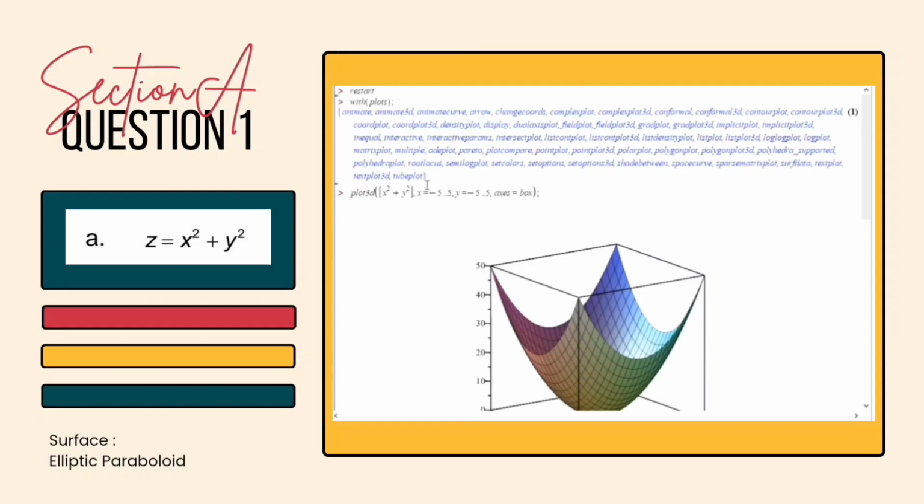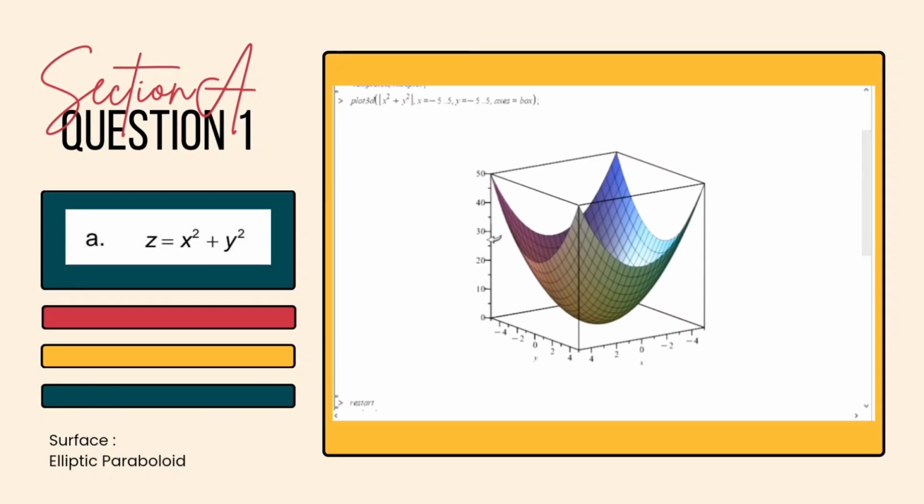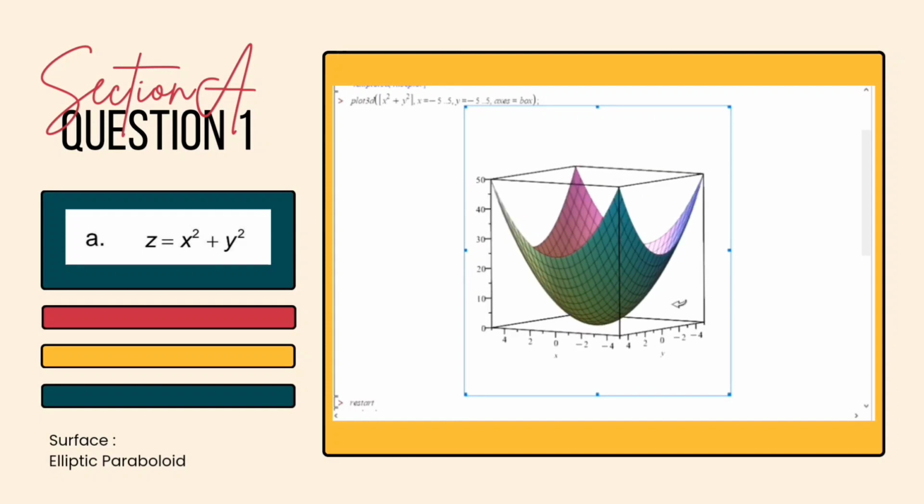And then for this question, I choose plot 3D to answer it. So the coding is plot3d, open bracket, open square bracket, x square plus y square, close square bracket, comma, x equals to -5 until 5, comma, y equals to -5 until 5. For this question, I choose -5 and 5 for the limits. And I put axis equals to box because I want the diagram to be in the box. As you can see, this is the diagram.